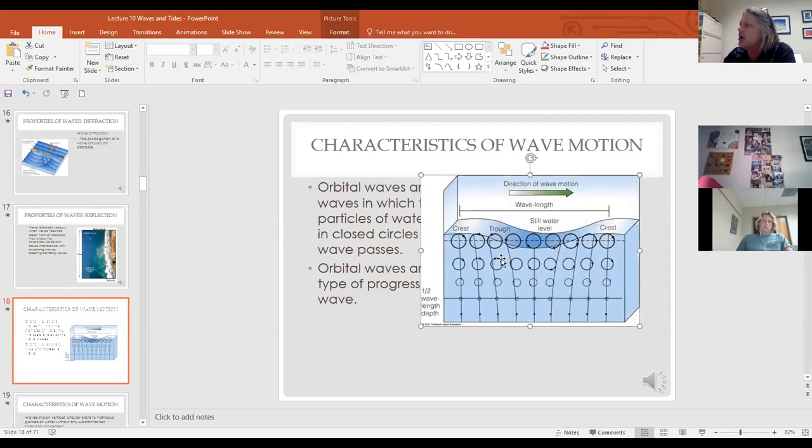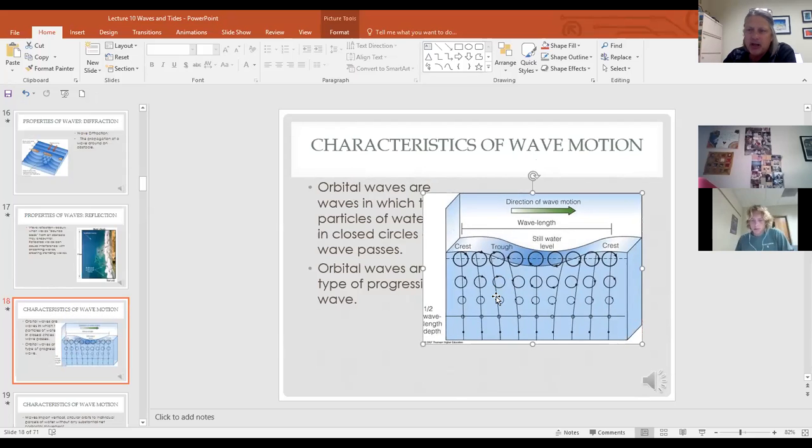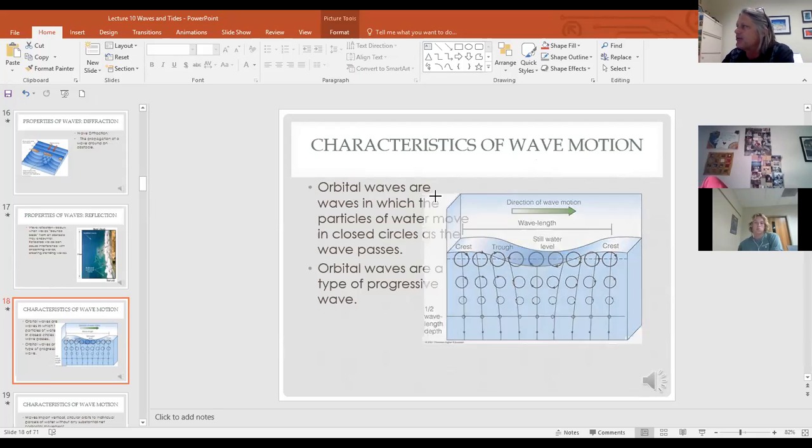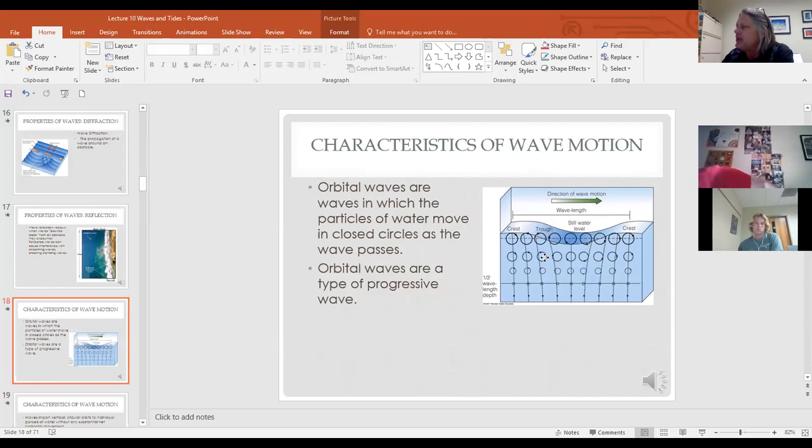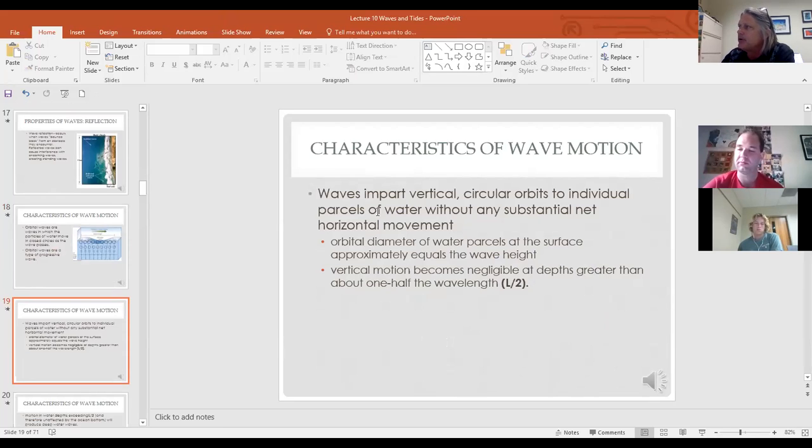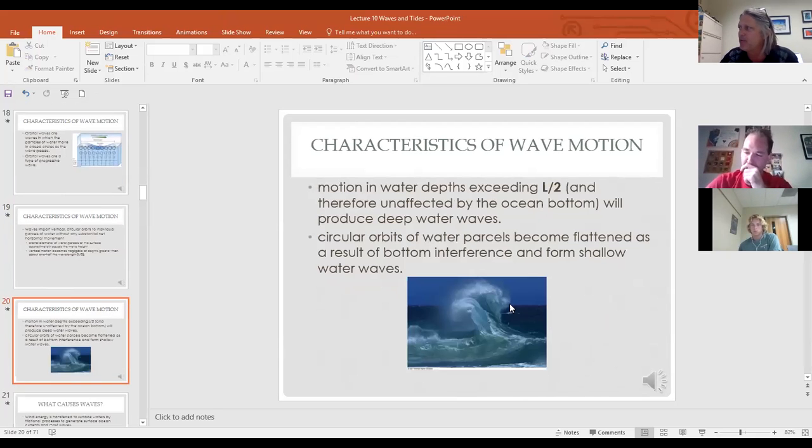So it's very interesting. You jump in and you're down 10 feet and all of a sudden there's no more wave action. Then you come back up and you're getting tossed around like a little buoy. So that's characteristics of wave motion and the interference with depth. Now remember, they are circular orbits. So waves have an orbital motion and they're negligible at half the wavelength. There's no more energy. And that really is the magic number, half the wavelength.